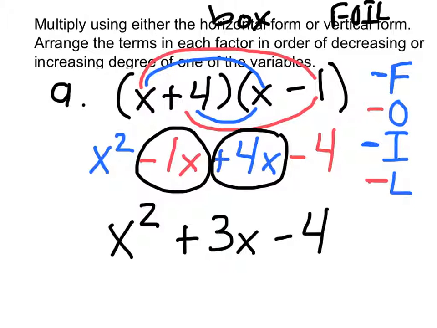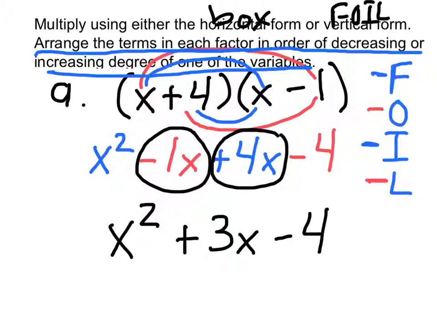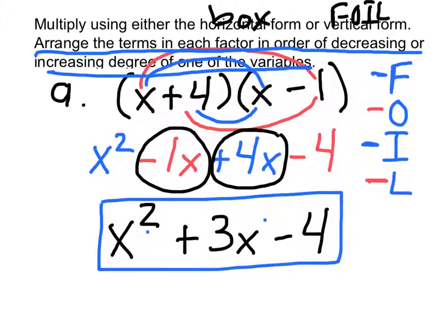Now, the part of the directions that's new today, it says arrange the terms in each factor in order of decreasing or increasing degree of one of the variables. Ours is already done, because notice we have an x to the second. This is technically an x to the first, and here there's no x, so that's an x to the 0. So it's already in decreasing order.